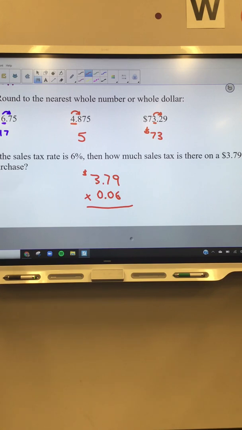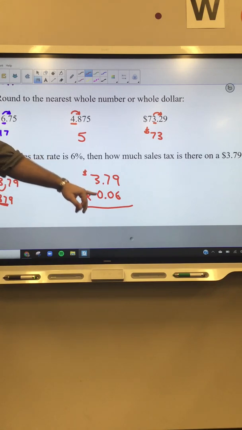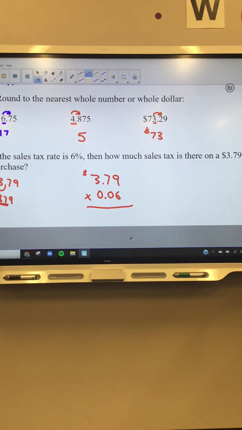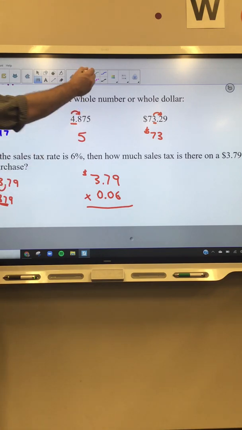Here's how I would do it. I look at $3.79. If I wanted to take 10% of that, I would move the decimal over, right? So 37 cents would be about 10%. This is going to be almost half, or a little more than half of that. So what's half of 37 cents? Somewhere around 20, right? So I should have something that's about 20 cents, pretty close to it, as my 6% sales tax. Let's go through the algorithm to get there.